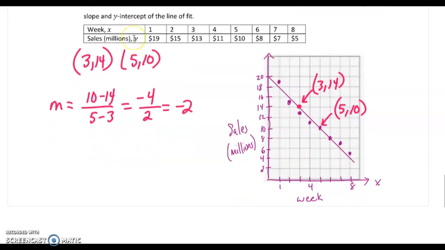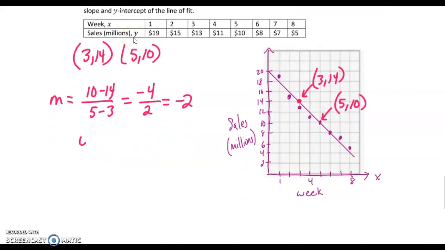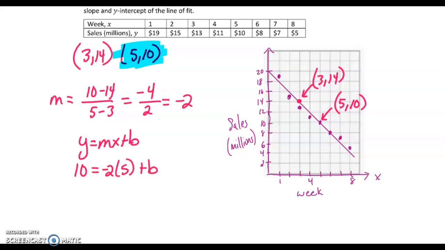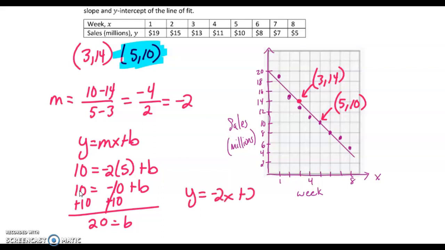All right, so now we're going to go ahead and write our line of fit. So since previously I used point slope, I'm going to try this time with y equals mx plus b, slope intercept. I'm going to just go ahead and choose to go with this point 5, 10, but it doesn't actually matter which one. So 10 equals -2 times 5 plus b. Okay, so negative 2 times 5 is negative 10. And to get b by itself, we need to add 10. So that gives us 20 equals b. So our line of fit is negative 2x plus 20.